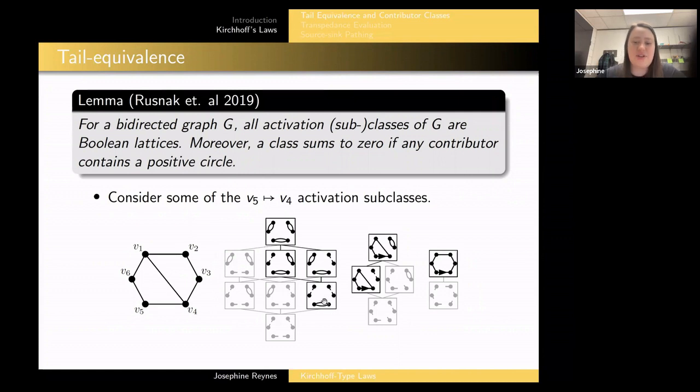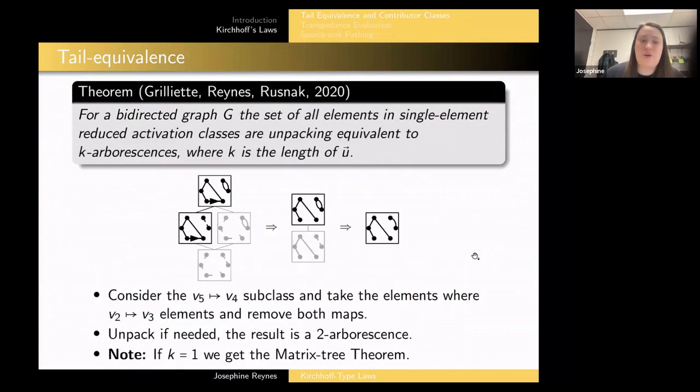These edges show what is less than something else in the order, and we have the lowest thing on the bottom because the lowest thing is the identity for each activation class. So these are all Boolean lattices. And why is that so useful? Well, we know that for a bidirected graph, the set of all elements in single element reduced activation classes is unpacking equivalent to k arborescences, where k is the length of this U set that we're removing. And that is starting to get us back to the transpedances, since those are counting 2 arborescences. So that's getting closer to relating these contributors to the Kirchhoff's laws.